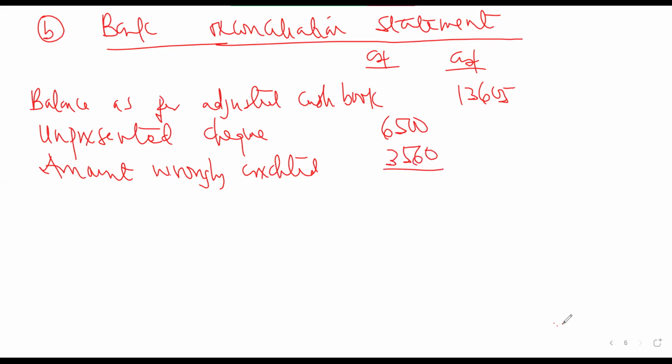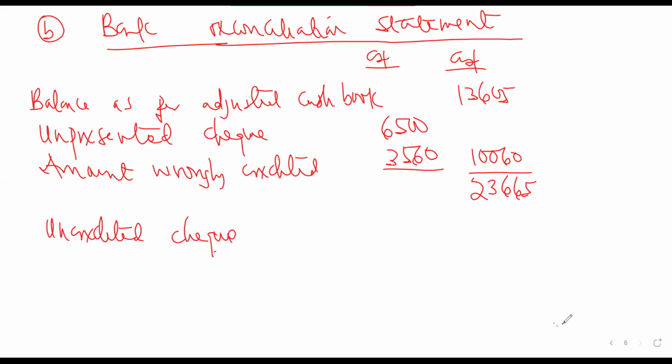Okay, what are we having? 160. Okay, so we have 160. If we add, what are we getting? 23665. Okay, let's come to what we call uncredited check. The uncredited check, let's pick them one by one now.